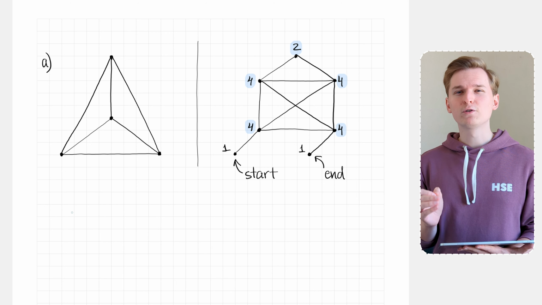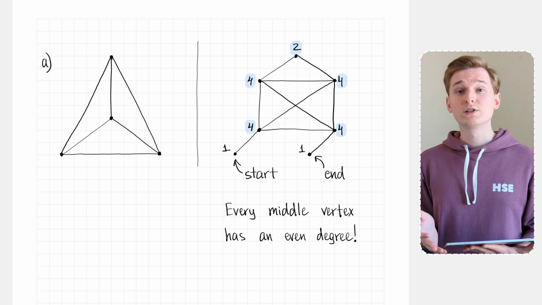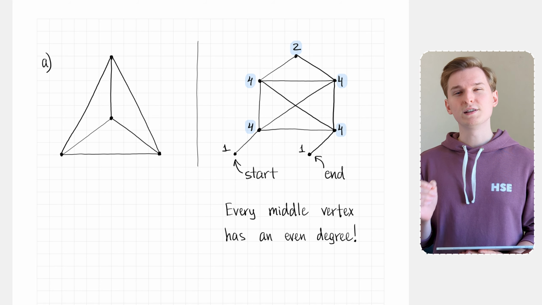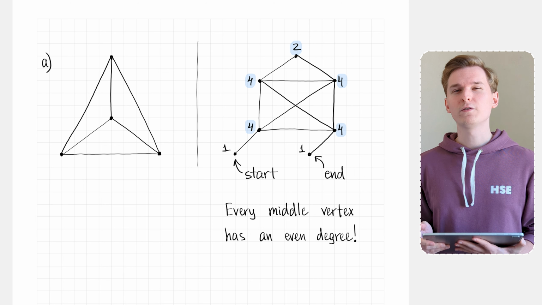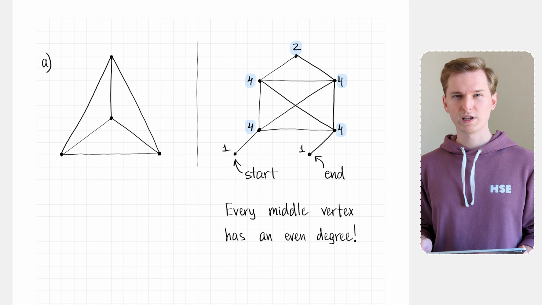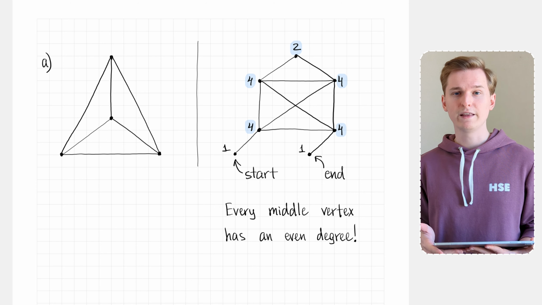That's because every time we enter a vertex, we also have to leave it. So the total number of edges at each middle point must be even. This leads us to an important rule. A graph can be drawn without lifting the pen and without retracing edges only if it has at most 2 odd degree vertices, which serve as the start and end points.